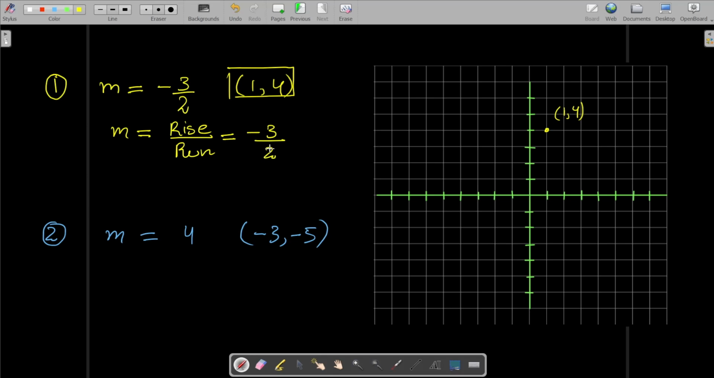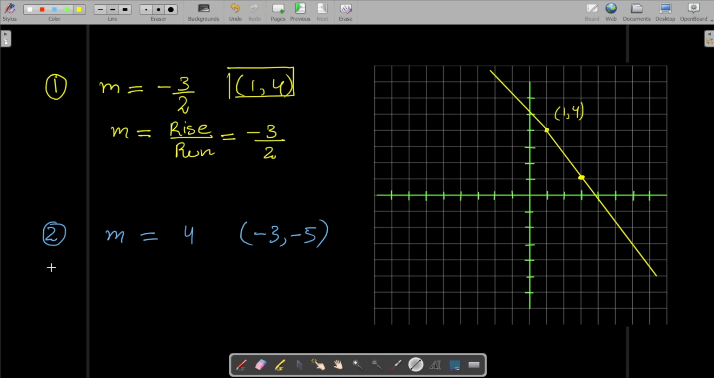So just do it one by one. We are first considering this rise. So the rise is -3. Just move -3. So 1, 2, 3 units down, and the run is 2. That means I have to move horizontally 2 units on the right, 1 and 2. So this is the point which I am getting. And then finally all you have to do is just match these 2 points in order to get the final line.